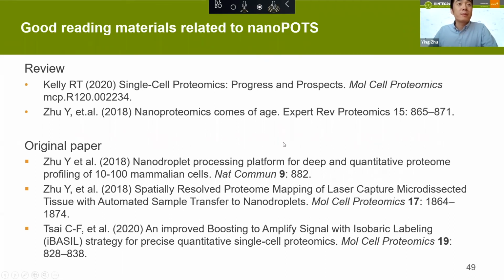technology development. The original paper of nanoPOTS is here. The first one is the first paper for the development of nanoPOTS. The second one is how we couple it with LCM. The last one is how we improve the isobaric labeling for single-cell proteomics.